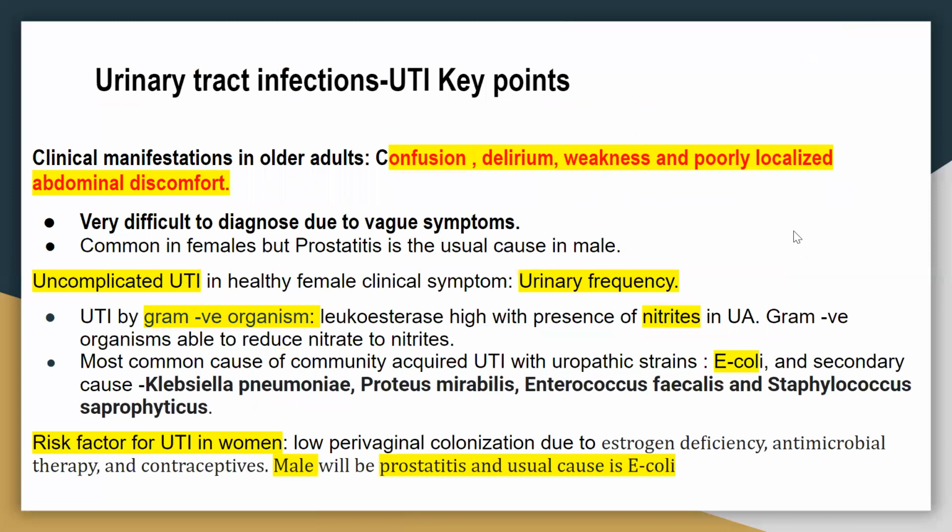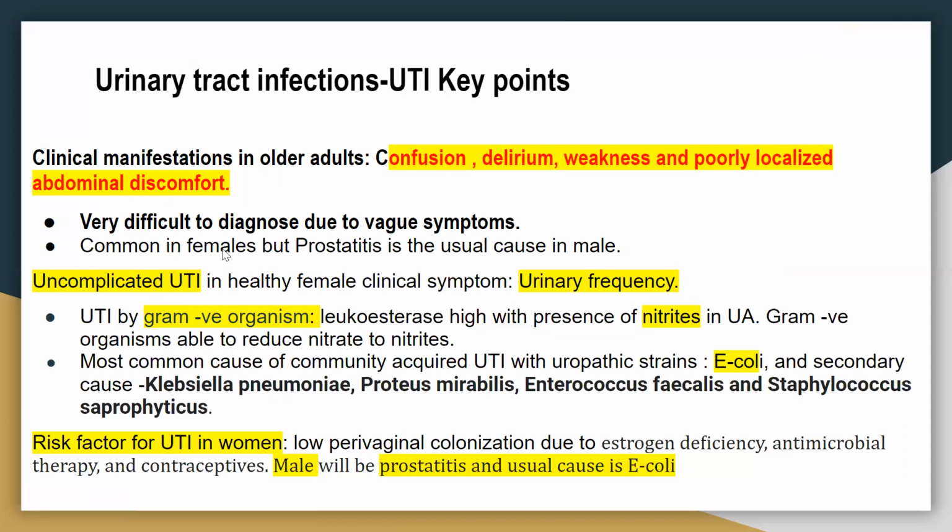UTI, you will see a question on this almost on all exams. In older adults, if you are taking a geriatric exam, keep in mind the clinical manifestation in the elderly is confusion, delirium, weakness, and localized abdominal discomfort. I have highlighted it twice because I want you to know this. It's very difficult to diagnose in the elderly because of all these vague symptoms.